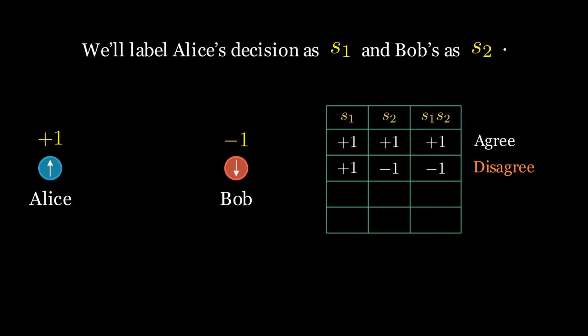The same is true if the roles were reversed. And if they both choose -1, the product is once again +1. They still agree, but this time on saying no. So the product S1 times S2 gives us an elegant way to tell whether they agree or not.